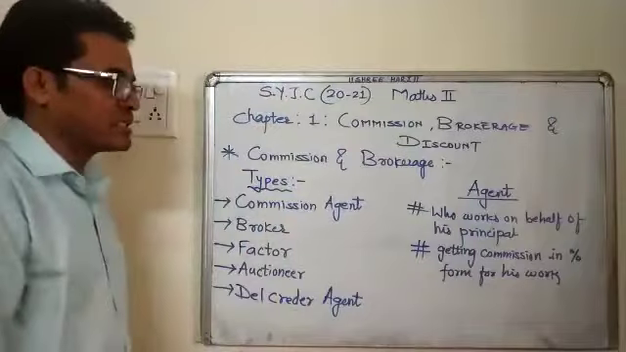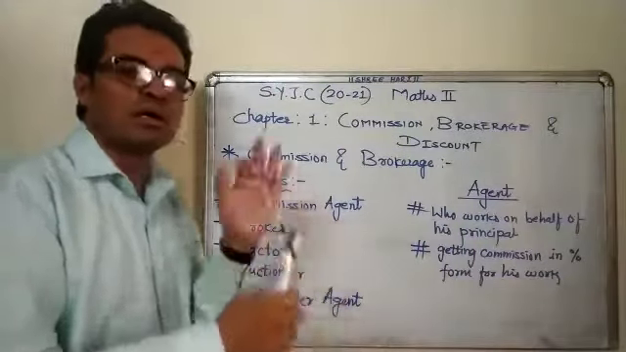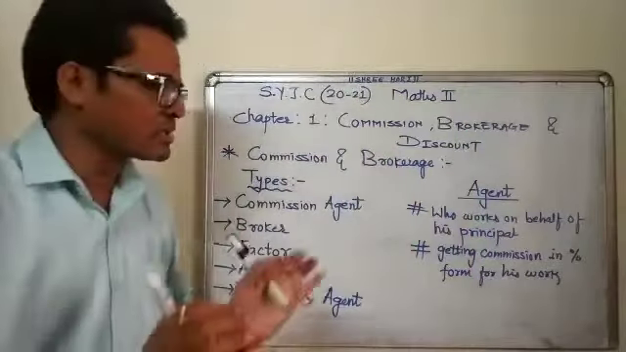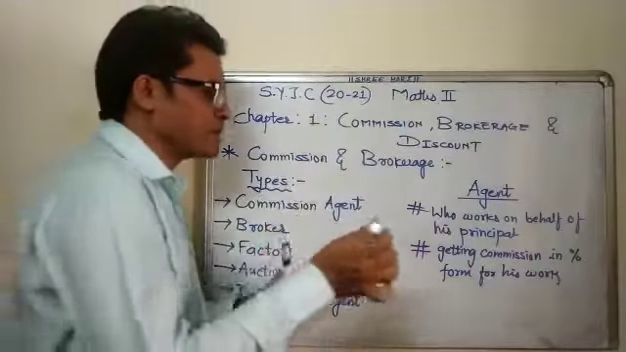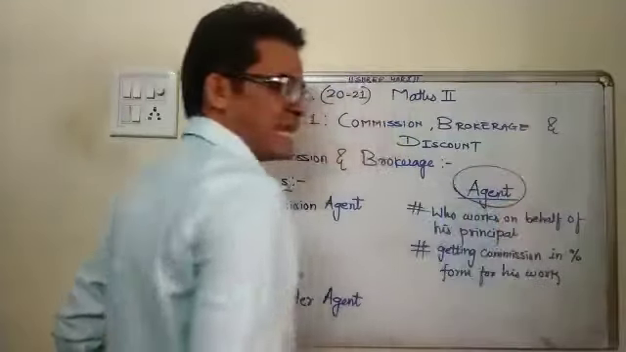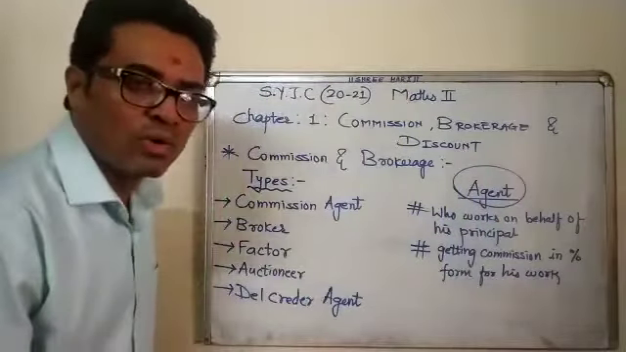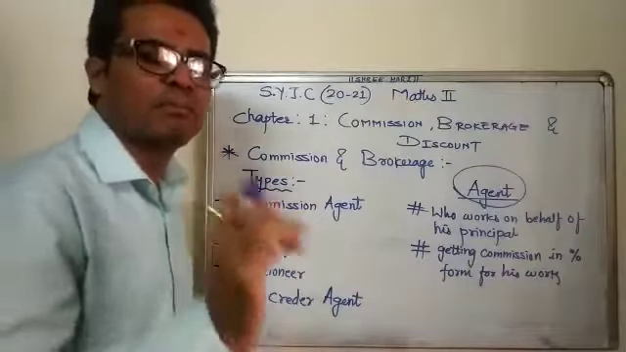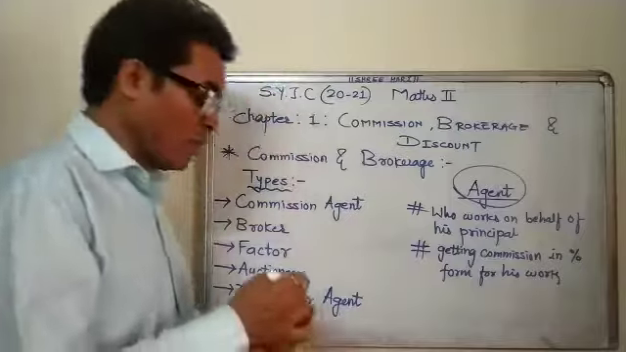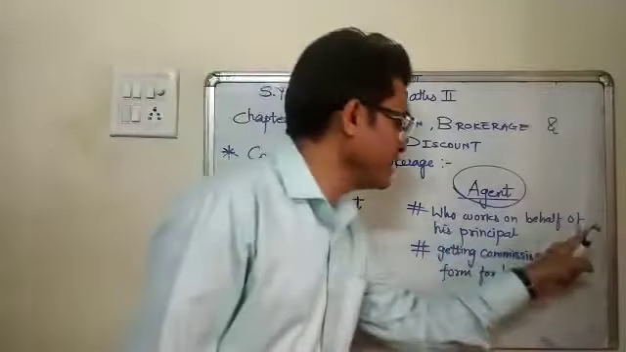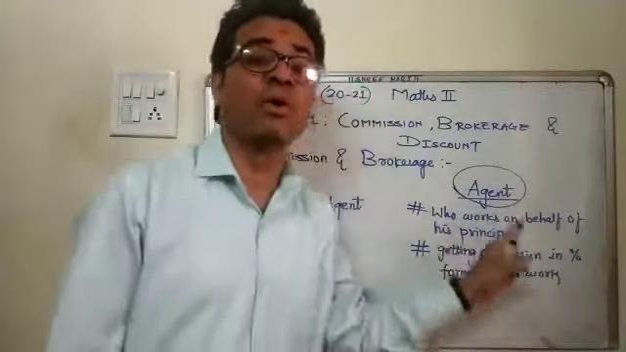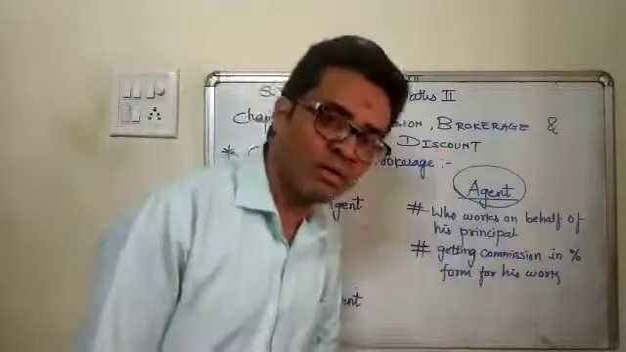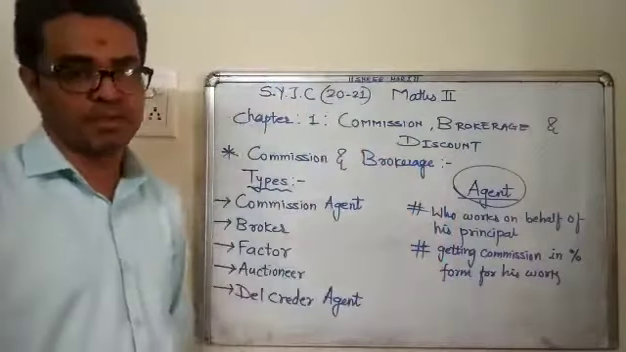For your first exercise, we must know the concept of commission and brokerage. First, we discuss some important terms. The very first term is agent. We must know who an agent is. Very clearly, an agent is a person who works on behalf of his principal. Principal means owner. So here the agent is doing work on behalf of his principal.